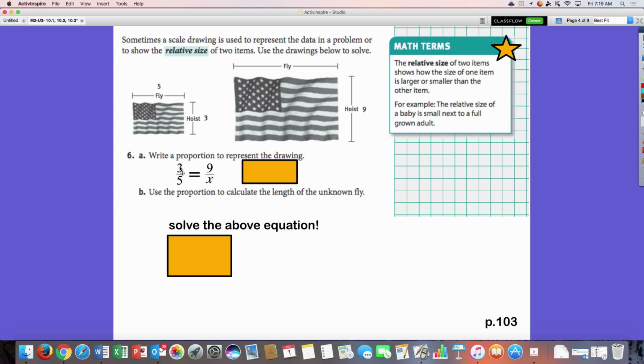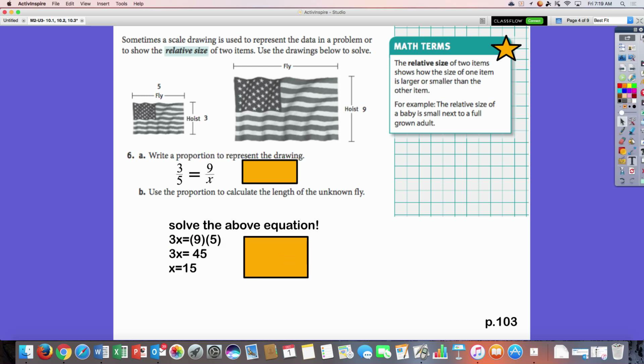So as you notice, I've got hoist over fly, hoist over fly. We just don't know the fly. And then they're asking us to basically solve this equation, and we know how to cross multiply and divide. We go like that, and we go like that. And we know we got 3x on this side equals 5 times 9 is 45. And that's what I've got right down here.